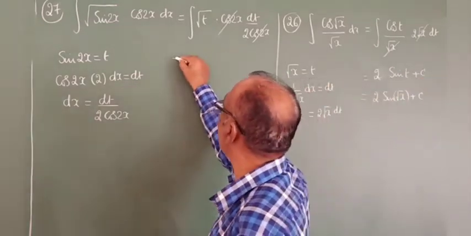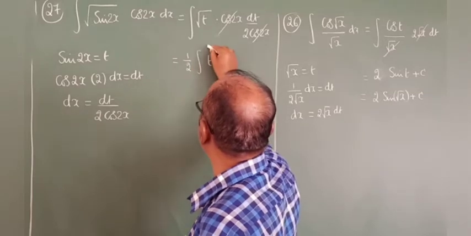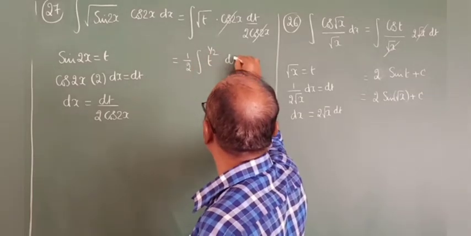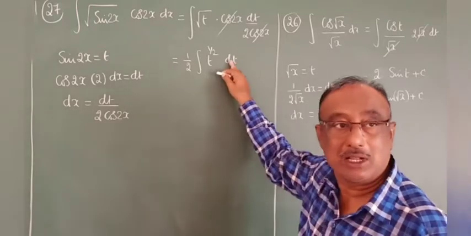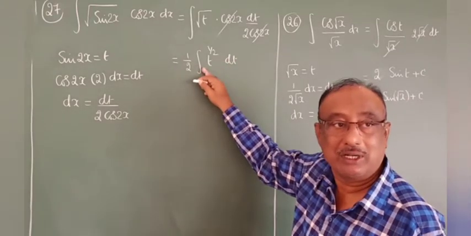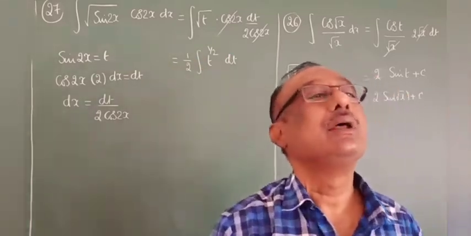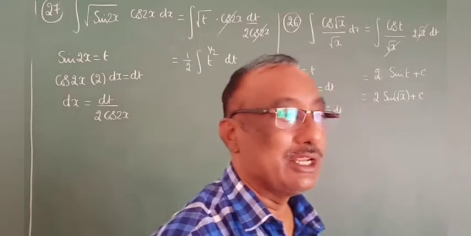Now 1 by 2 is the outside. Integral of t power of 1 by 2 into dt. So with respect to the single variable t and the function also a single variable t. Therefore, now write down the x power of n integration.